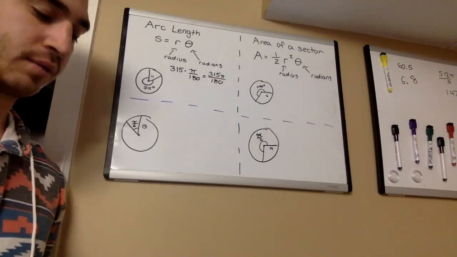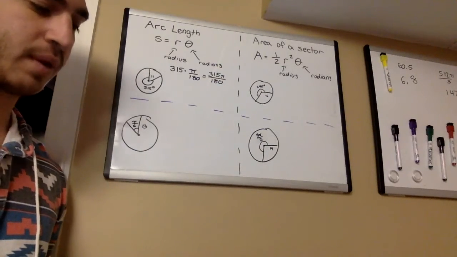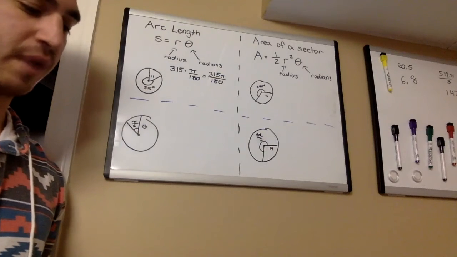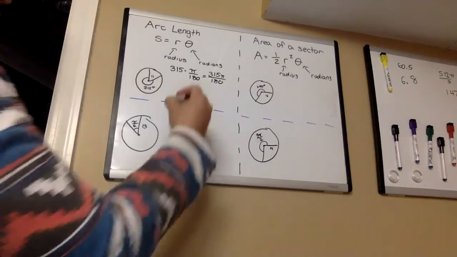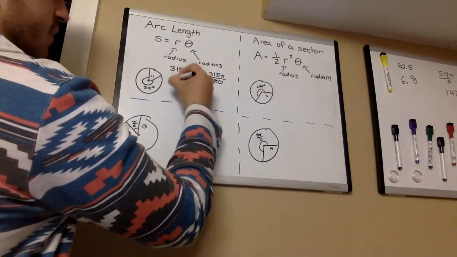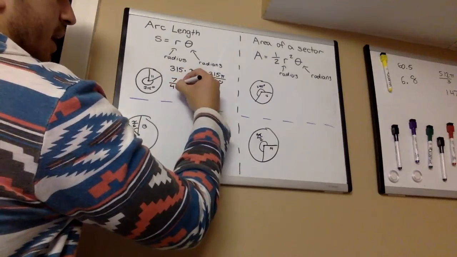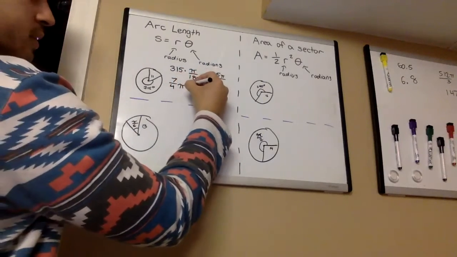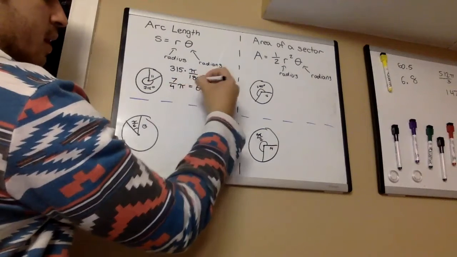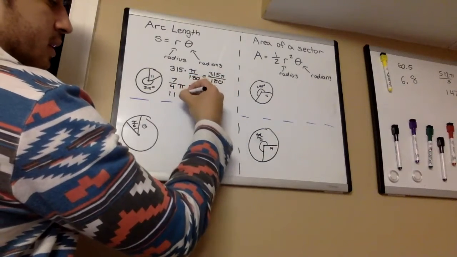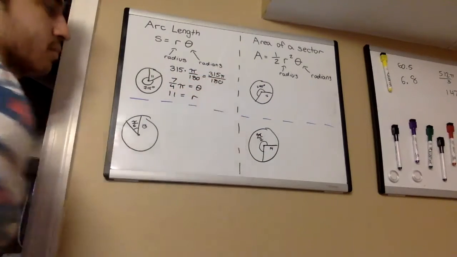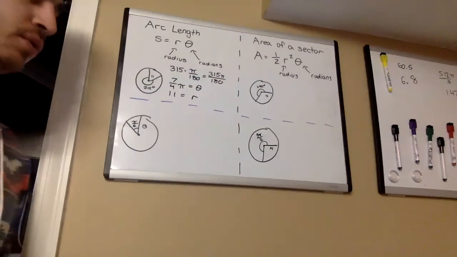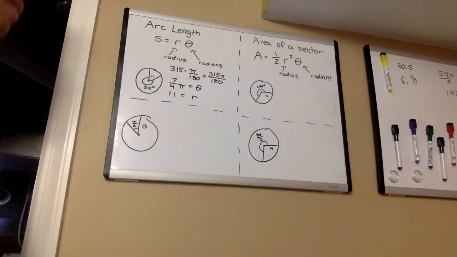In our calculators, if we just do 315 divided by 180 and then simplify it, we get 7 over 4. So this is going to be 7 over 4 pi. This is our theta, and we know that 11 is equal to our radius. Once we have those two things, now we can just use our formula.